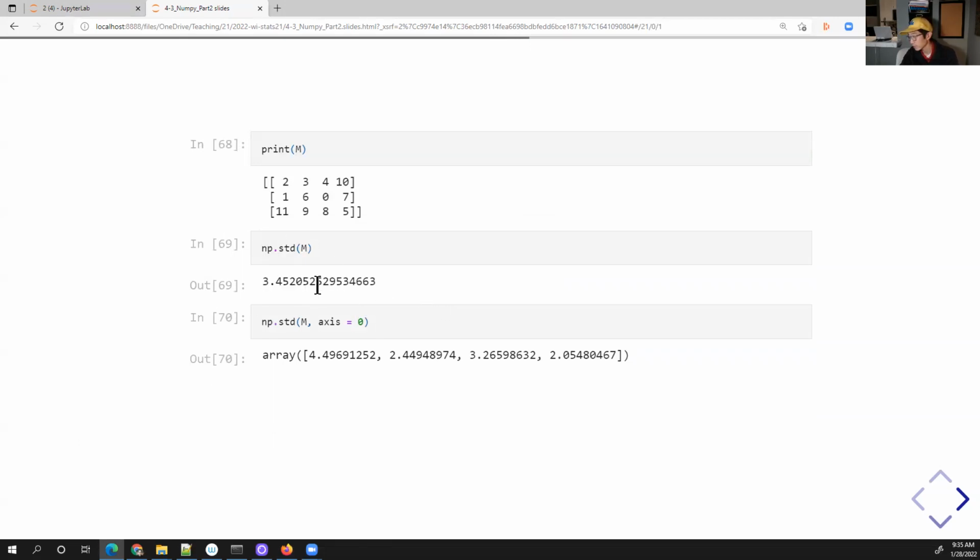The standard deviation function will take the standard deviation of all the elements, or apply an axis argument and find the standard deviation across that axis. Same thing with the mean function. You can find the mean across the row. What is the mean of these values? What's the mean of these values? What's the mean of these values?